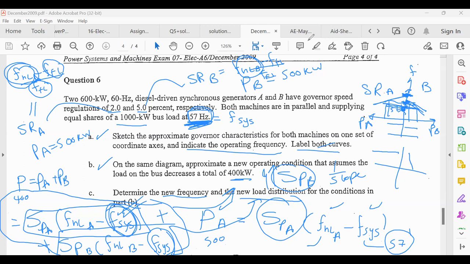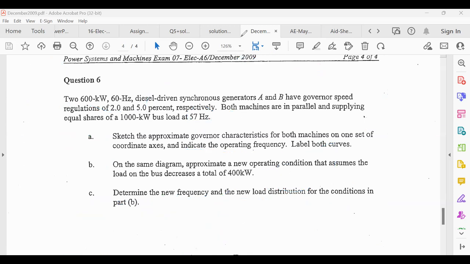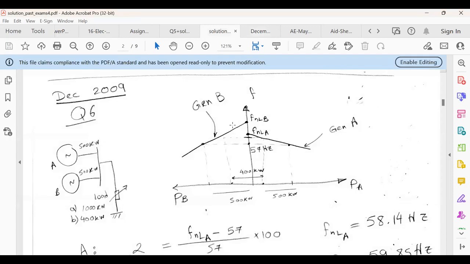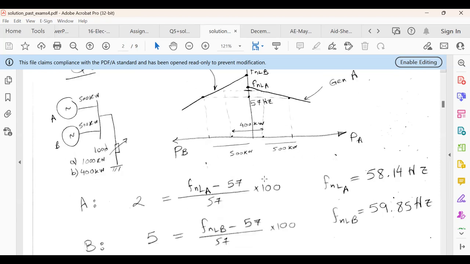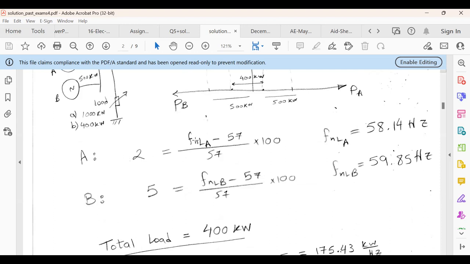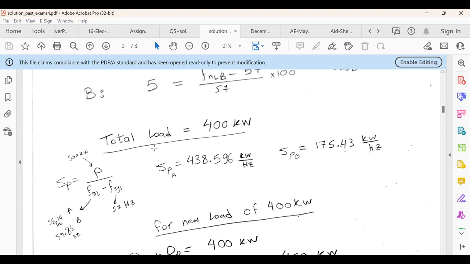Okay. Let me show you the answer for this. It was new at this time, but it's repeated in 2016. It was a very good problem. Two generators connected to a load. The load first was 1,000, then it's 400. I draw the two. This is A and this is B. This is the frequency. This is PA, PB. The first load was 500, 500, which is 1,000. Indicate the operating frequency or system frequency, 57. Then you reduce the load to 400, you'll have this. First, we have the speed regulation, which we can use for the frequency as well. Both are higher than 57. Total load is 400. This is the second.